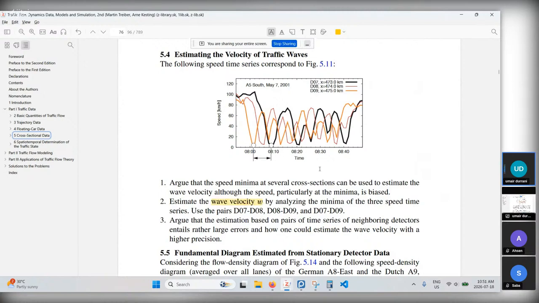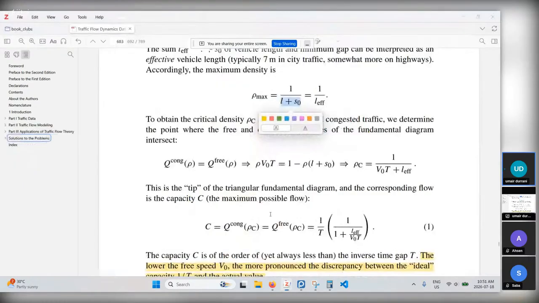For this example, in the discussion in the chapter, they tell us that you can just look at the distance between them and divide it by the time between the same points. Whenever we have the same pattern, we identify those patterns and then see what is the time difference between them and what is the distance between these 2 detectors. Based on that, we can estimate the wave velocity.